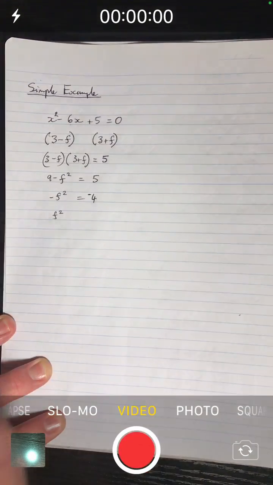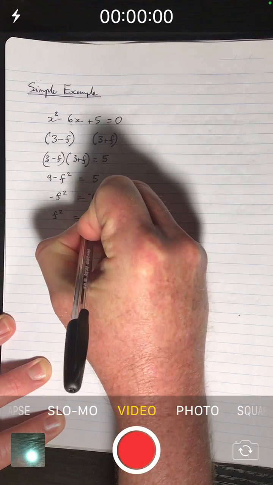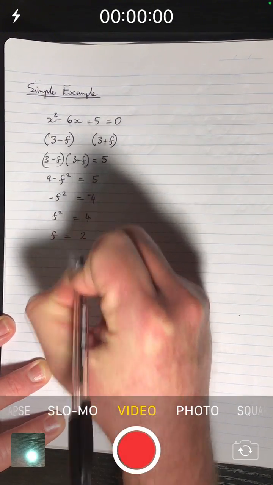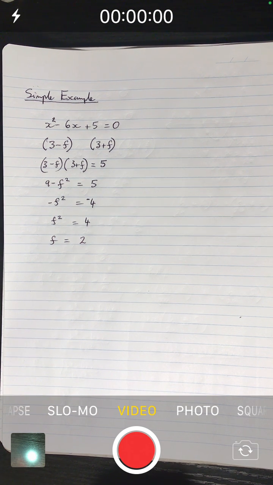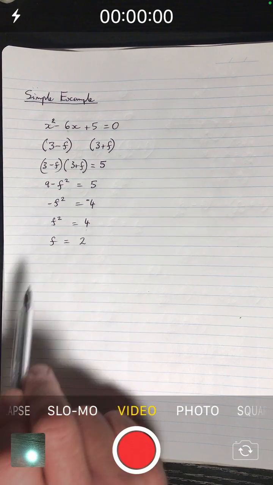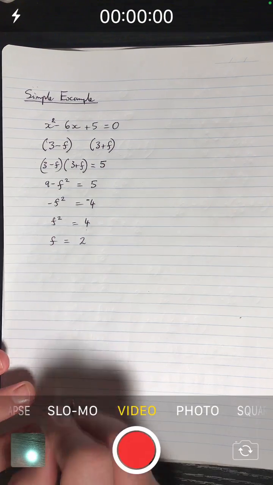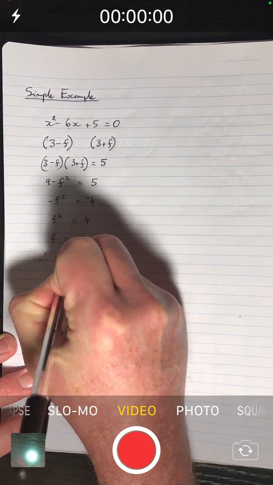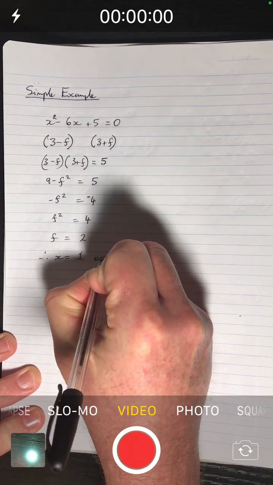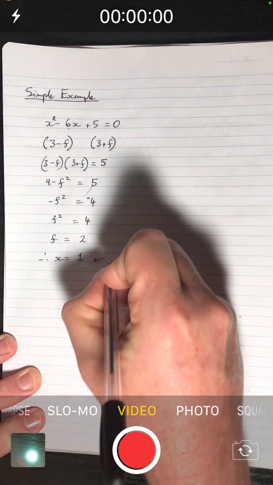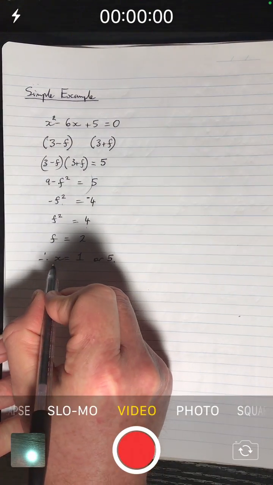Okay, minus f squared equals 4, which means f squared is not equal to 4, it's equal to minus 4, sorry. So f squared is equal to 4, so f is equal to 2. And as I showed in a previous slide, you can use minus 2 here, it doesn't matter. So now x is equal to 3 minus 2, which is 1, or 3 plus 2, which is 5.